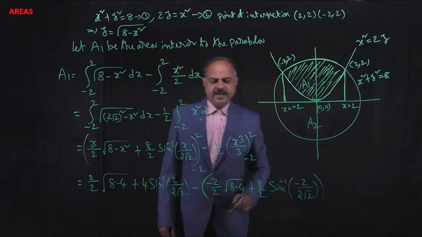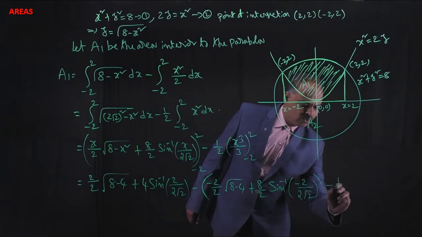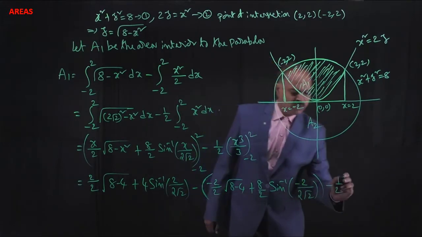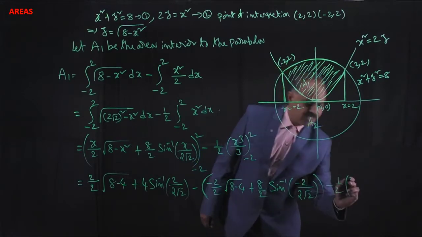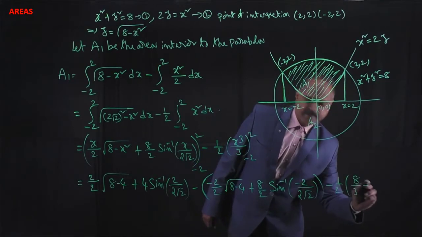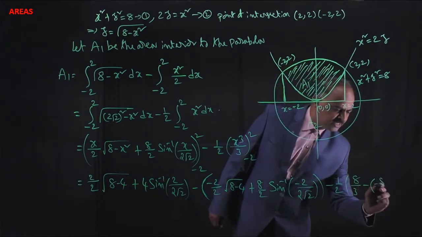Next minus 1 by 2 into here substitute upper limit, that is equals to 2 cube, that is equals to 8 by 3 minus of minus 8 by 3.